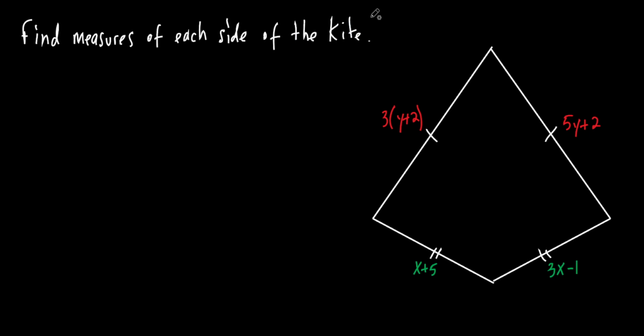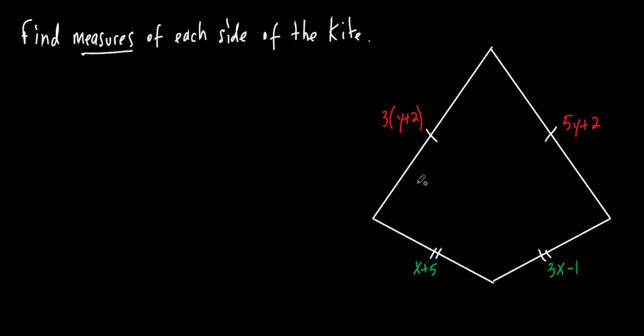Okay, what does that mean? Yeah, we're going to do some algebra. What does it mean to find the measures of each side of the kite? That means we're going to find out the length of it, how long that side is. And with this information right here, we should be able to find the length of that side, and this side, and this side, and this side. We should be able to find all 4 lengths.